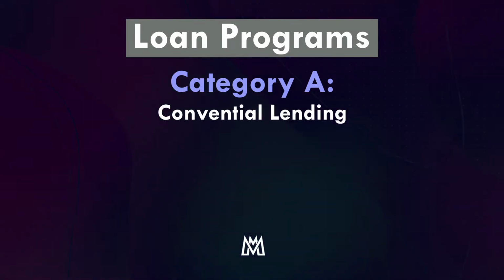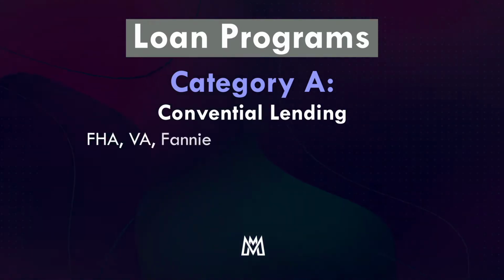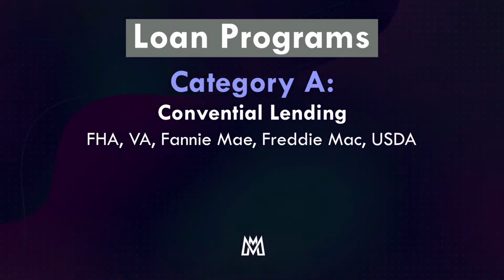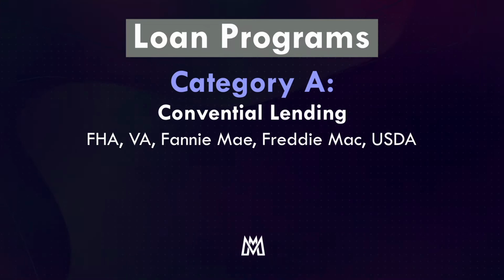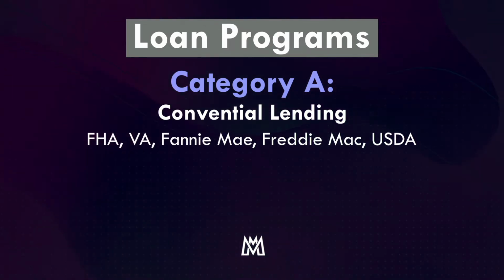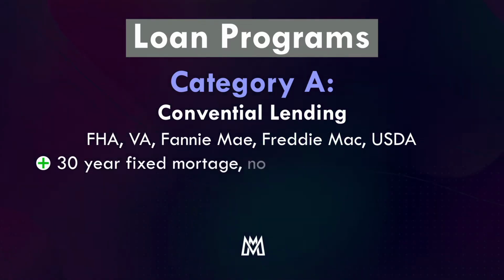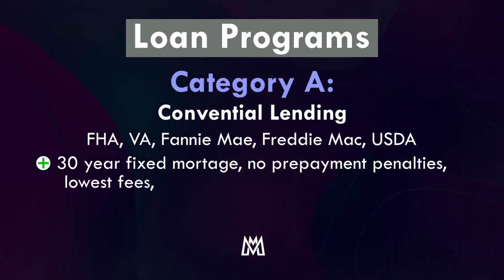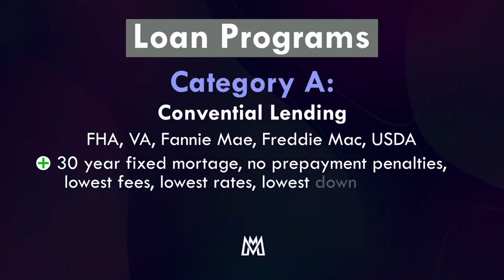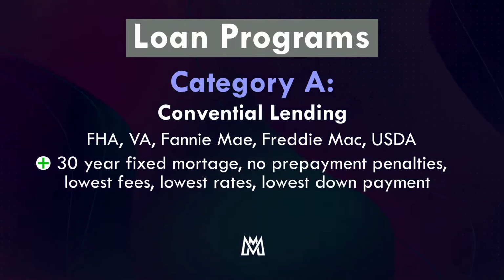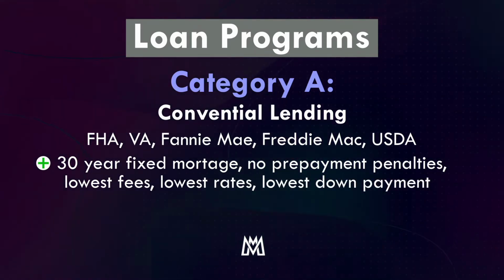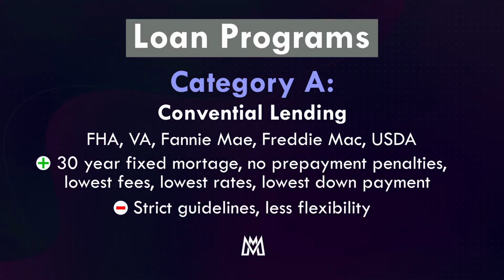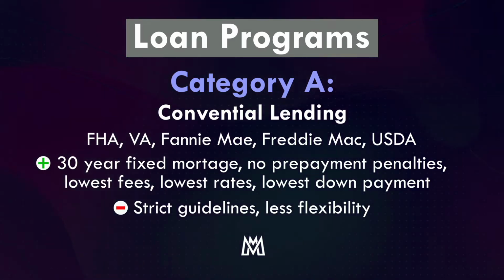This is where you find the standard FHA, VA, Fannie Mae, Freddie Mac, USDA loans. Most residential loans in America are going to fall under this category. This is where you find 30-year fixed mortgages with no prepayment penalty. This is where you're also going to find the lowest fees, the lowest rates, and the lowest down payment options. However, in this category, sometimes the underwriting guidelines can be a little bit more strict and have less flexibility, so it may not fit everybody's circumstance or scenario.